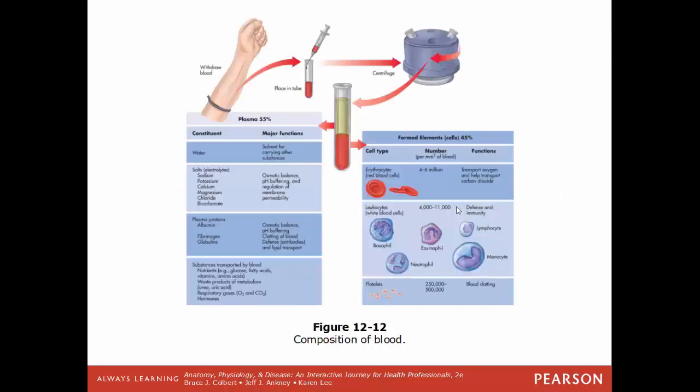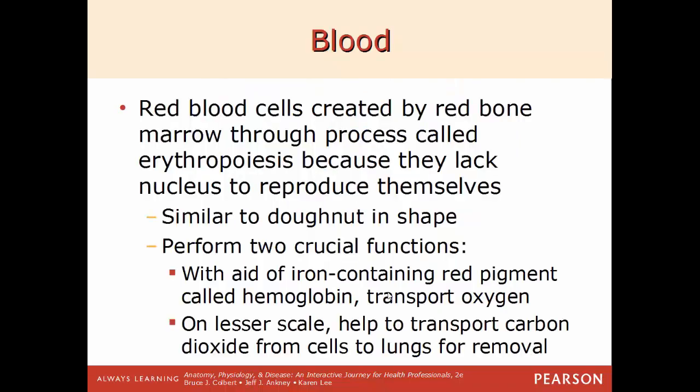Here's the overall composition of blood. If you were to take a blood sample here, place it in this vial, and spin it through a centrifuge, the formed elements, because they are solid, would sink down to the bottom, and then the plasma, which is liquid, would be the top layer. And of course, this chart has it broken down into plasma versus formed elements, and what's found in those layers and what their major functions are, such as the plasma proteins, the various white blood cells, the red blood cells, platelets. We'll start with the red blood cells.